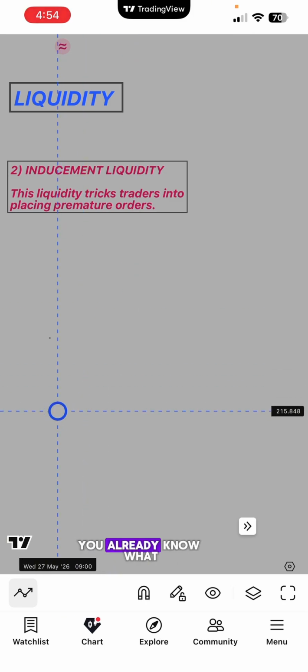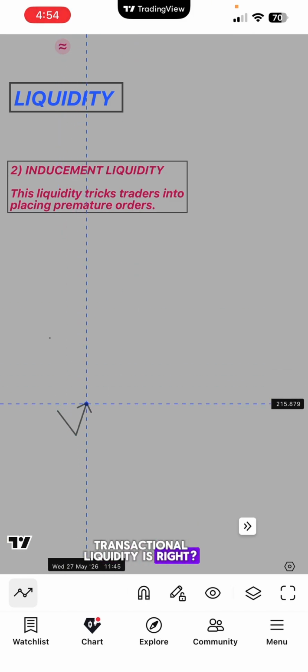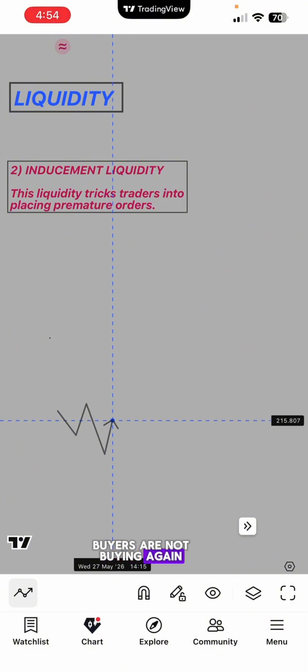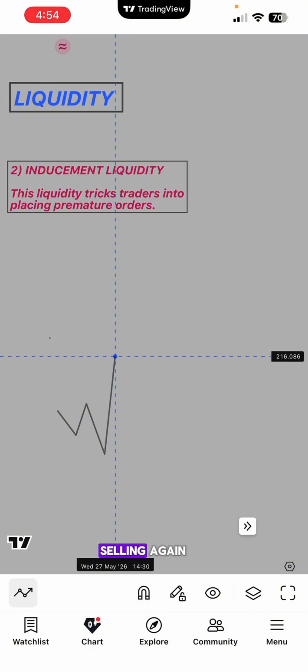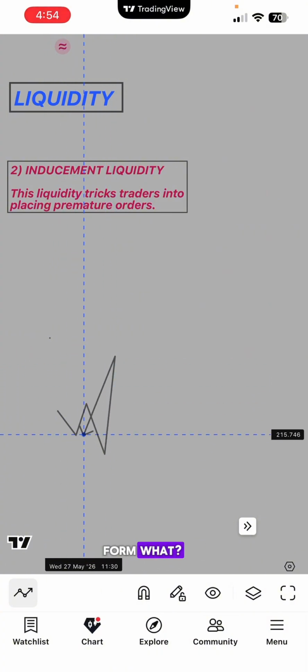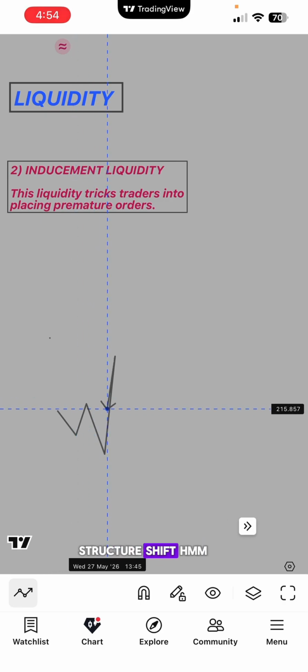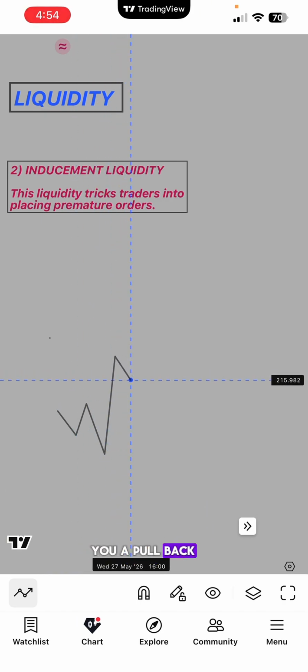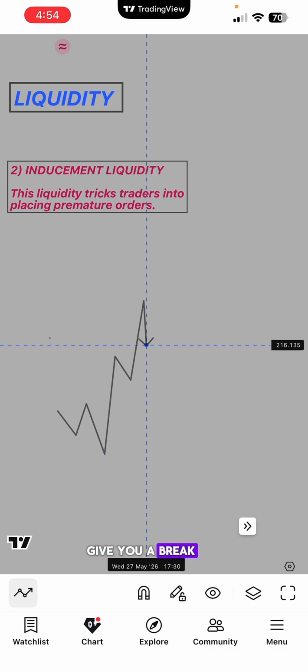So you see, you already know what transactional liquidity is. It's telling you that buyers are not buying again, they want to start selling, and sellers are not selling again, they want to start buying. And it's to form what? Liquidity sweep and market structure shifts. Now, markets will give you a pullback and go up, give you a break of structure.